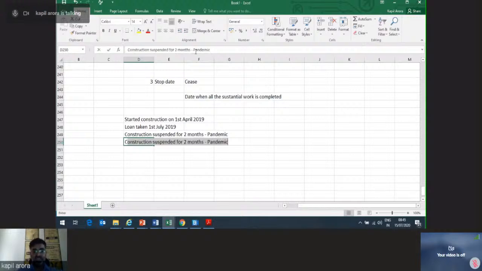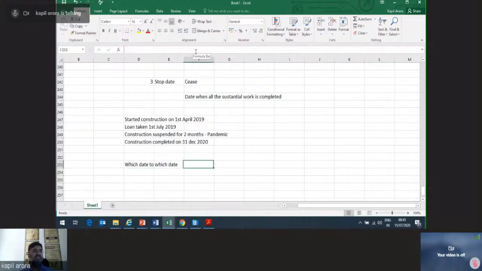Right? And construction completed on 31st December 2020. Now the thing is, we need to understand for what period we are going to capitalize the asset. From which date to which date capitalization would be done.